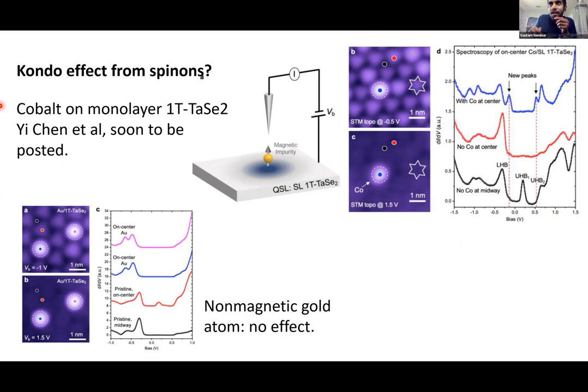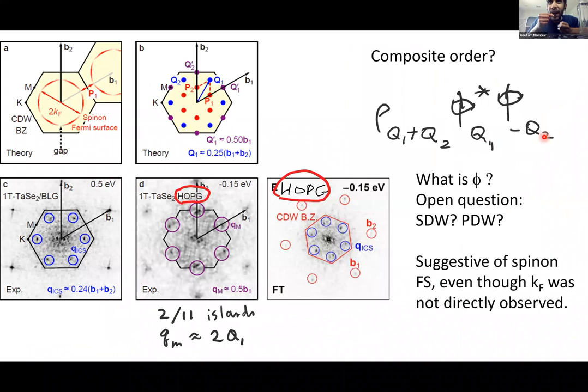Okay, can you hear me? Can you repeat the question? I think he's asking why two spin density waves are equivalent to one charge density wave. Oh, you mean why is it composite? Is that the question? Right. I'm just confused how neutral spinons can lead to a modulation of the charge density wave.